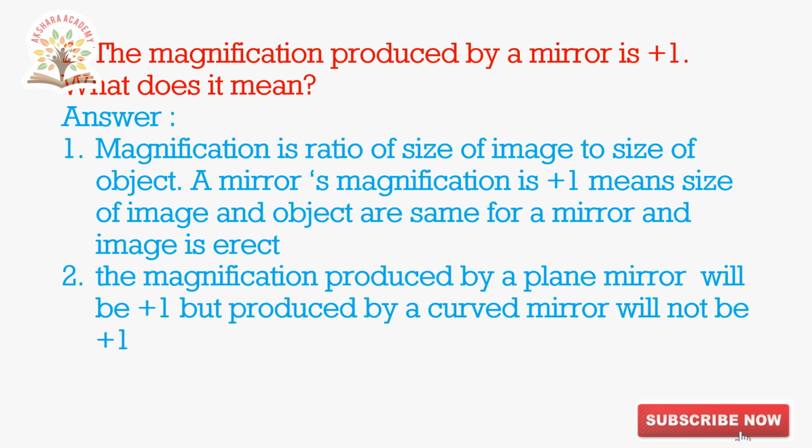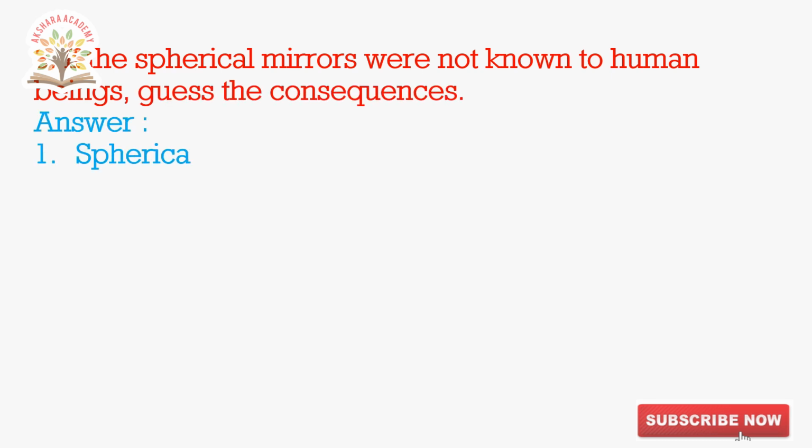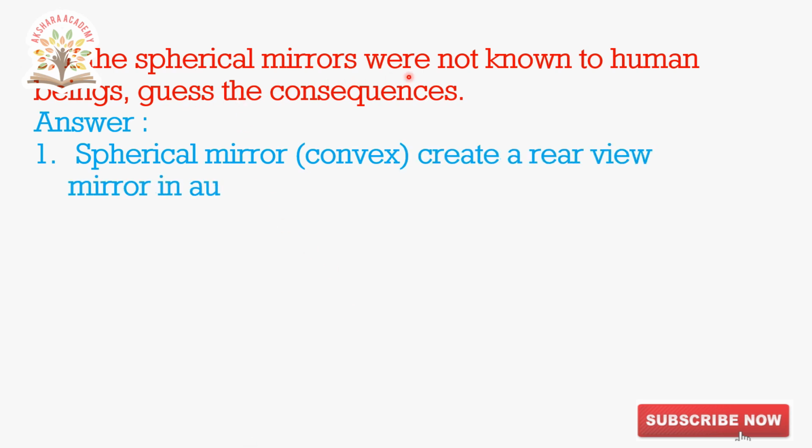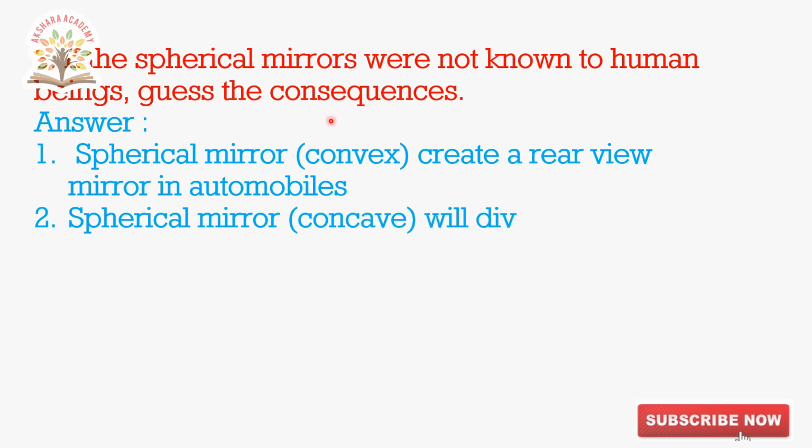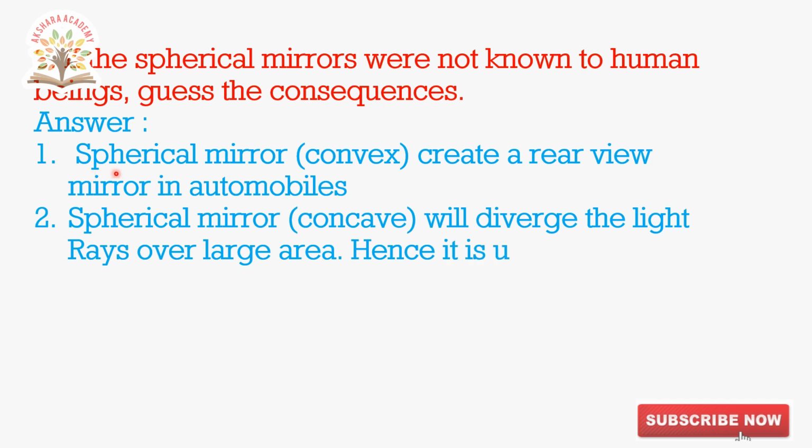Okay. Next we will go to the next question. If spherical mirrors were not known to human beings, guess the consequences. Here in this question, we don't know about spherical mirrors. What are the consequences? Now we are guessing. Let us discuss.